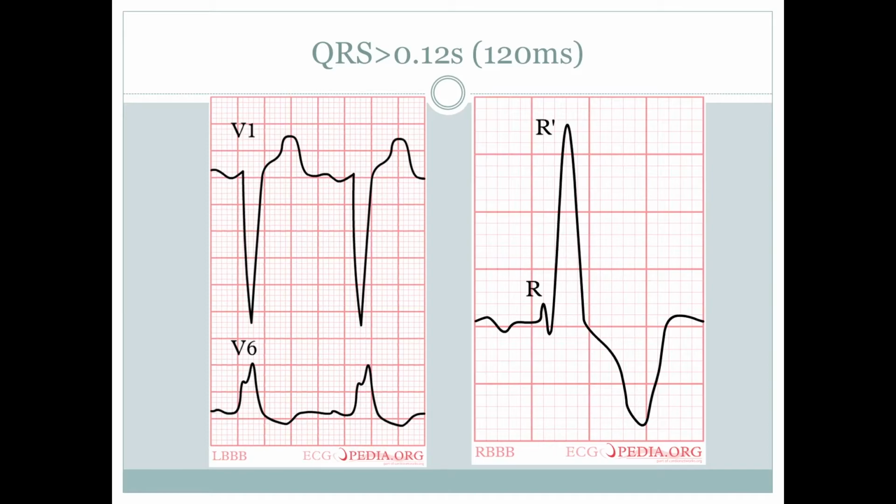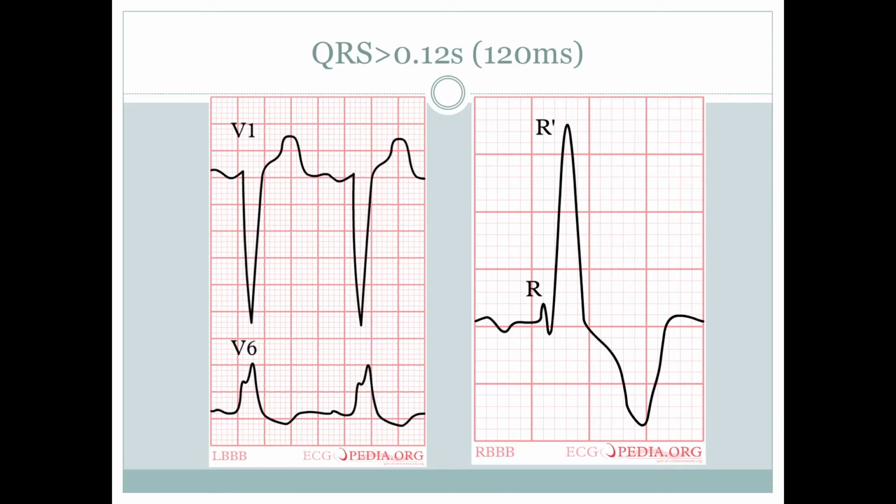On the left here you see a deep S wave in V1 and a little bit of a T wave there. And then you see in V6 mostly an R wave that has a little notch in it. Most of this is just pattern recognition. You just have to see a lot of them to really be able to pin them down.